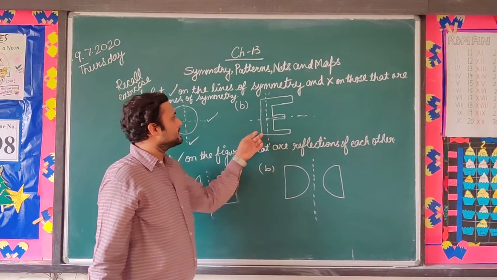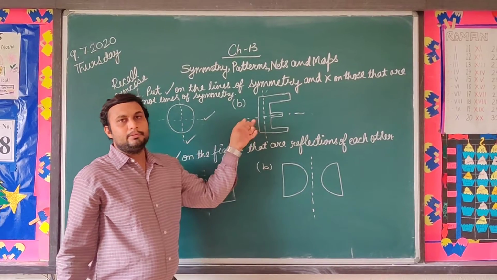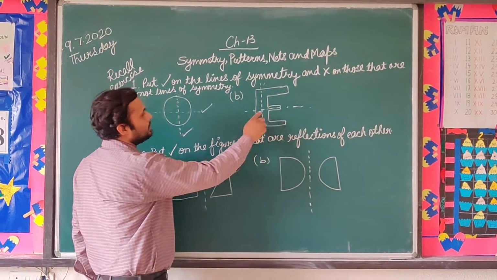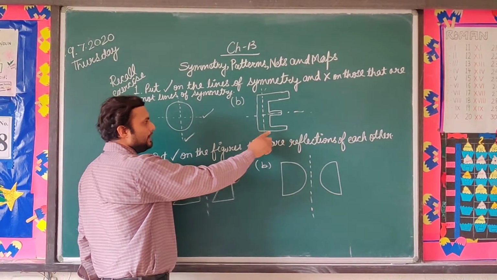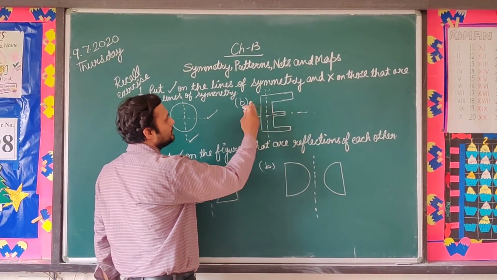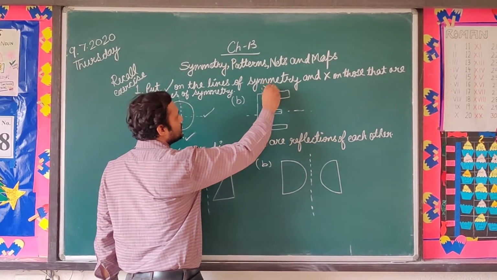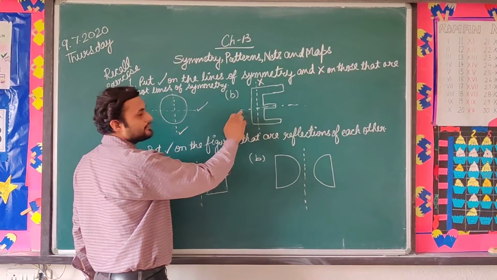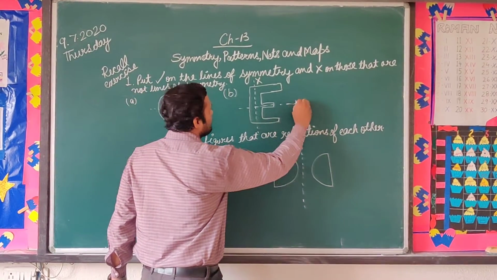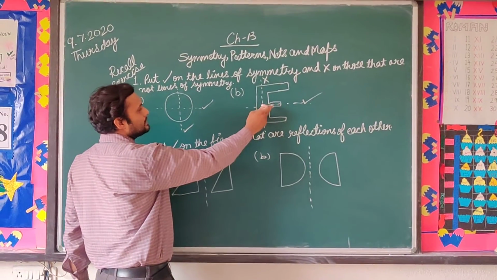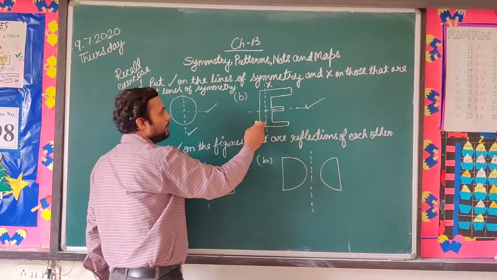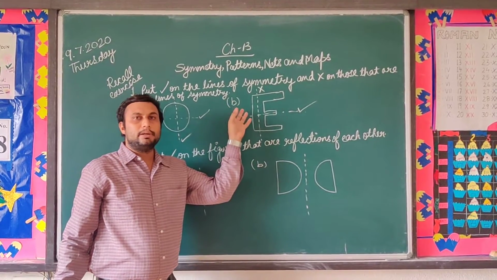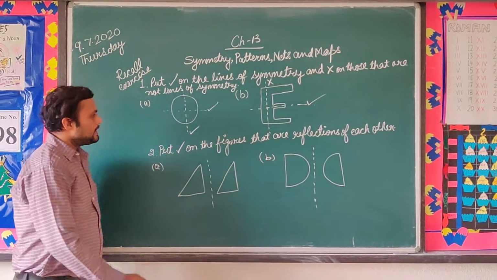If you come to this shape, the alphabet E, does this line of symmetry work? See, it does not cut the E into two equal parts. It is divided into unequal parts, so this is wrong. If you see this horizontal line, this line of symmetry is right because it cuts the E into two equal parts. This is the line of symmetry which is put on the shapes.